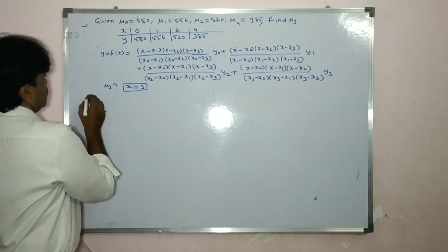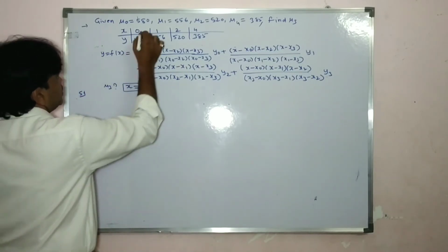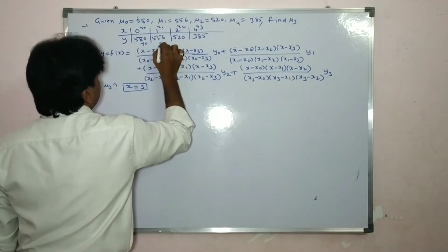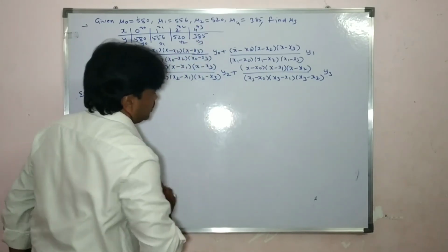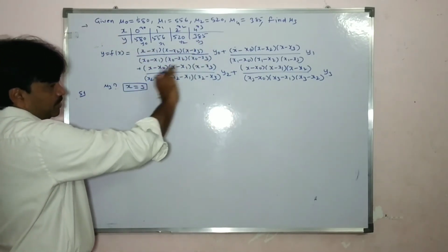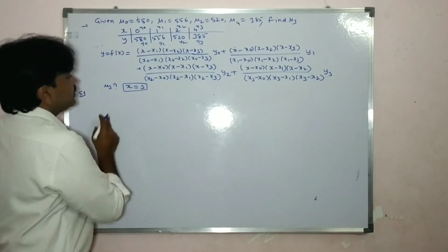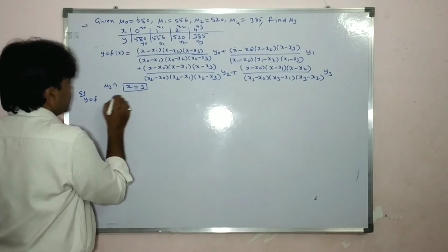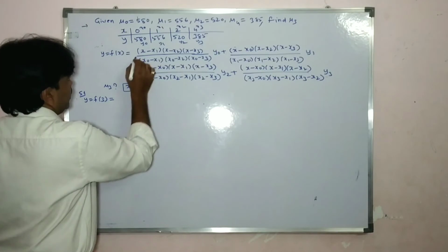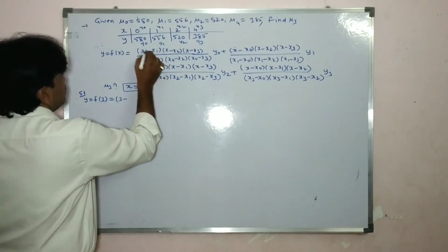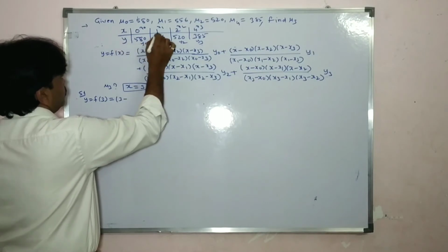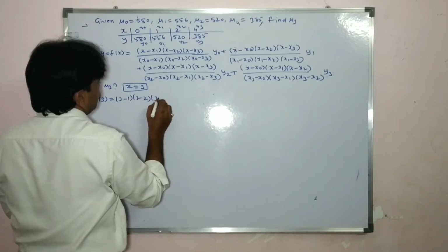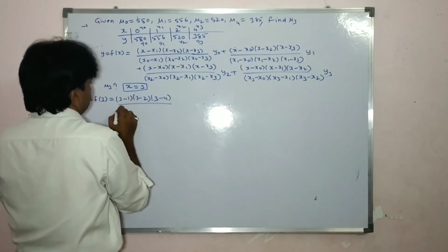So solution: say this is x0, x1, x2, x3. This is y0, y1, y2, y3. Write down the formula first. Then y is equal to f of x, where x value is 3. So 3 minus 0, I am skipping 0, so 3 minus 1, 3 minus 2, and then 3 minus 4, divided by 0 minus 1, 0 minus 2, 0 minus 3. First term is 0.